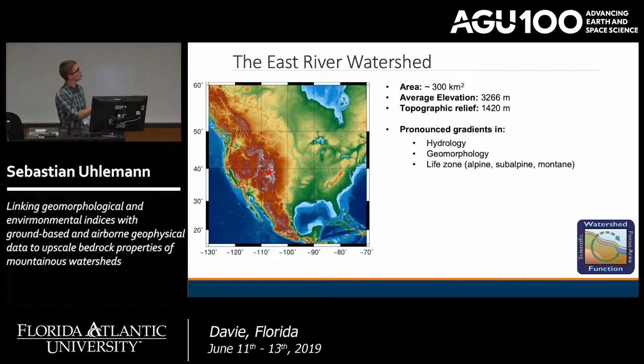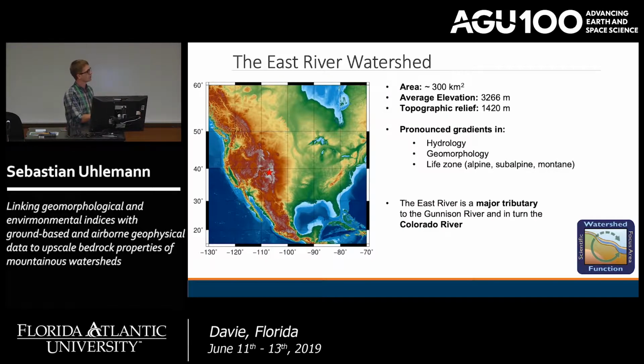As Berg already said, we're in the East River Watershed, which is the study site of the SFA Watershed Function. It's an area of about 300 square kilometers with an average elevation of more than 3,200 meters and a topographic relief of more than 1,400 meters. From these numbers, you can already see that we have pronounced gradients in hydrology, but also geomorphology, and most importantly in terms of life zones. So we're going from alpine, which is probably more snow dominated, to montane environments. And the East River is feeding into the Gunnison River, which in turn goes into the Colorado River. So whatever happens in this mountainous watershed has an impact downstream on water quality and water availability.